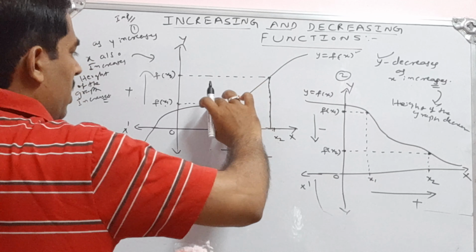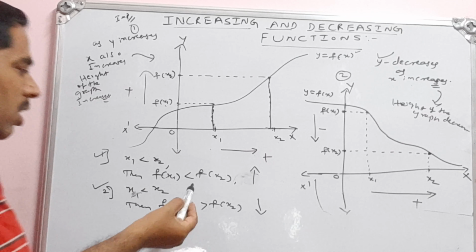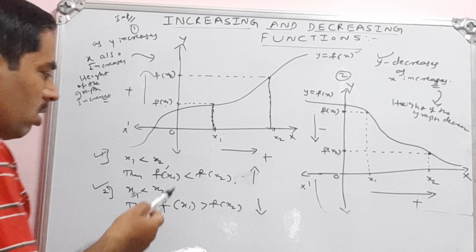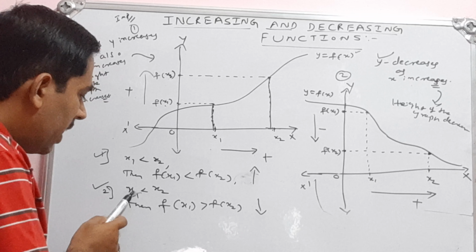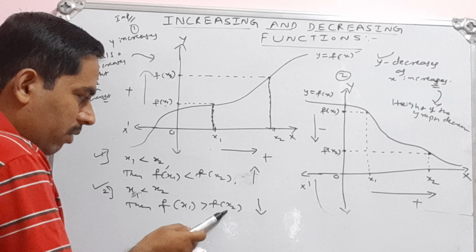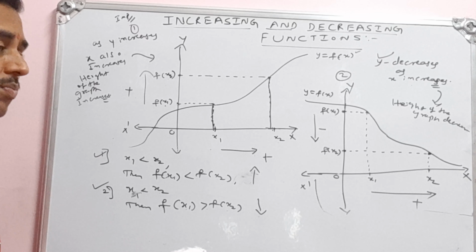Then for the same case, x1 less than x2, see this height. What is this height? f of x1. So if f of x1 is greater than f of x2, then it's called a decreasing function. It may be equal, you can take the equal sign also. If it is strictly less than, we call it strictly increasing, simply increasing. If x1 less than x2 and f of x1 greater than f of x2, it is called a decreasing function.